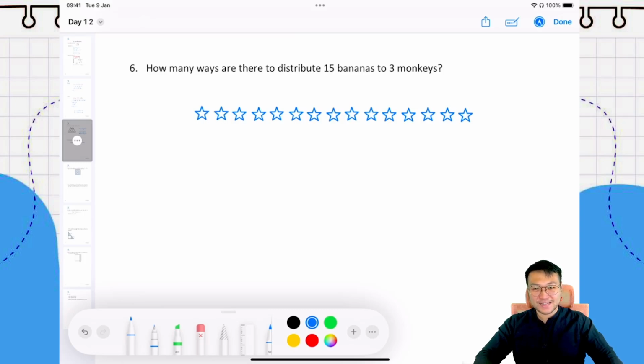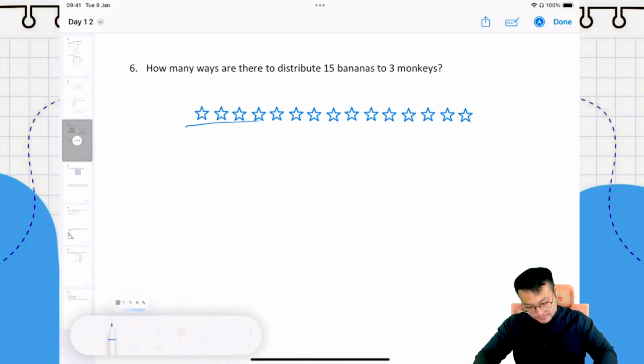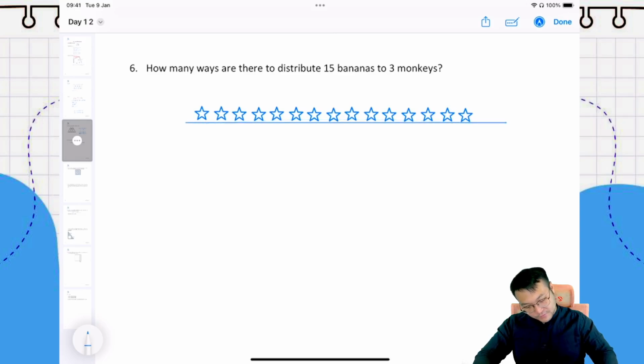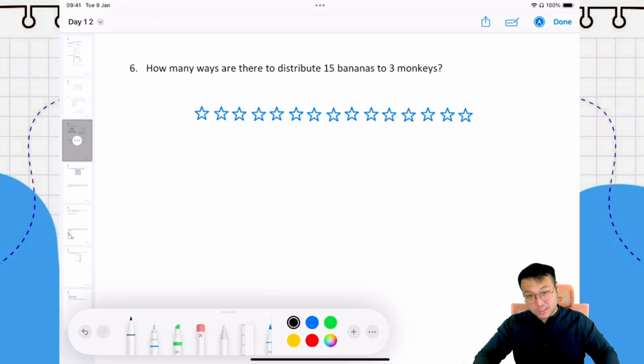Okay, so students, I have drawn 15 stars over here. So what are we supposed to do? We just need to draw 2 bars. Okay, so for example, if I draw a bar here and I draw another bar here, what does it mean? That means monkey A has 4, monkey B has 5, and monkey C has 6. And that will give you 15 altogether.